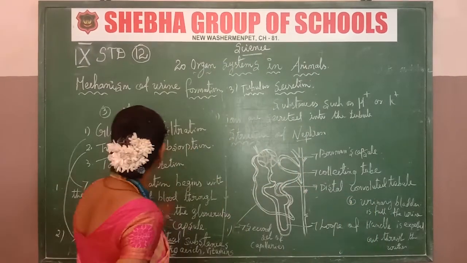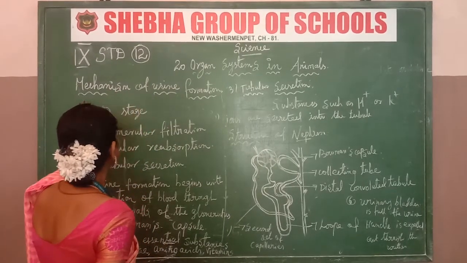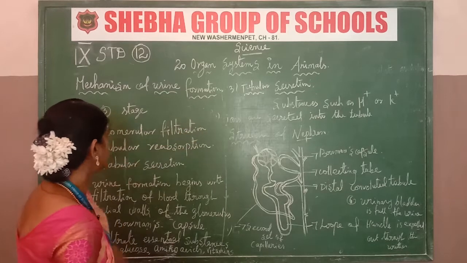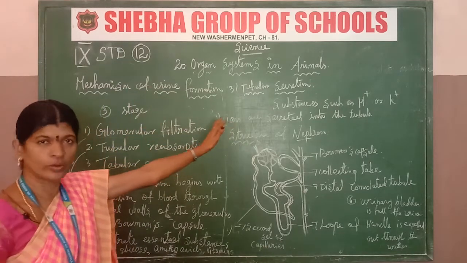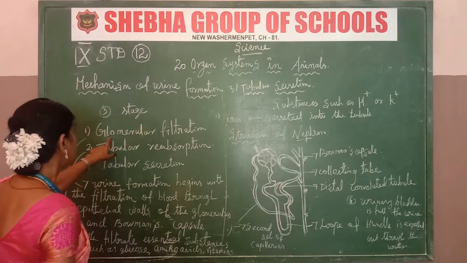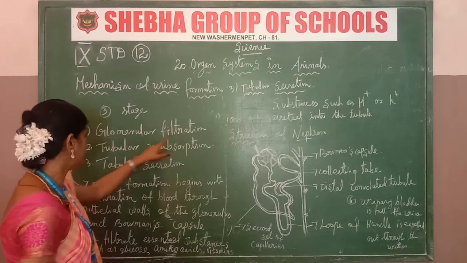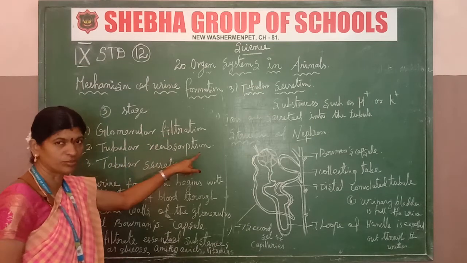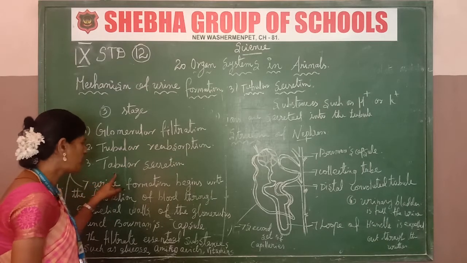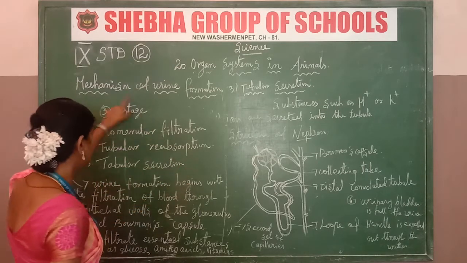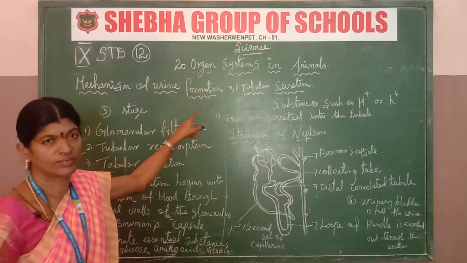Next topic, listen: mechanism of urine formation. There are three stages in the mechanism of urine formation: glomerular filtration, tubular reabsorption, and tubular secretion.